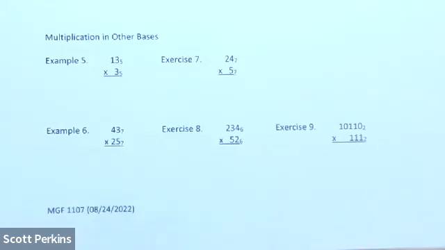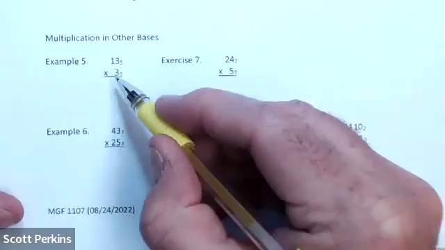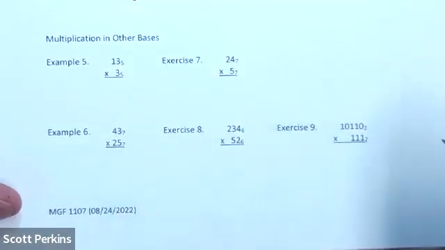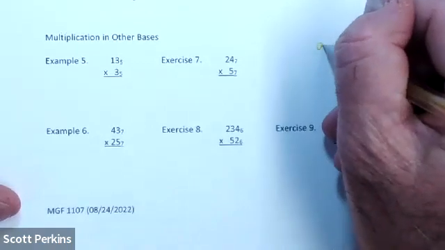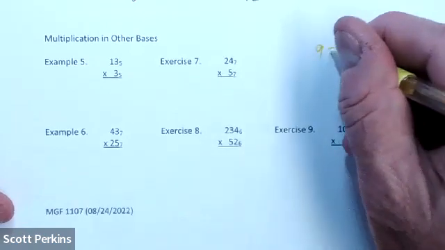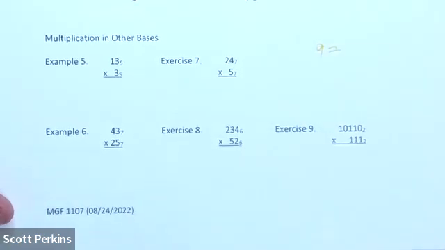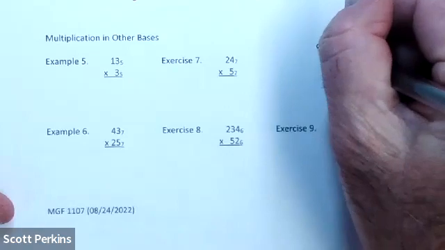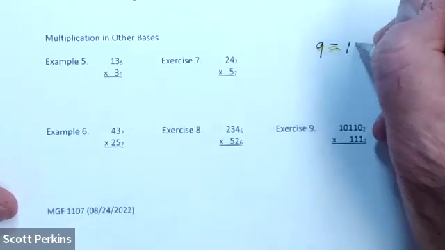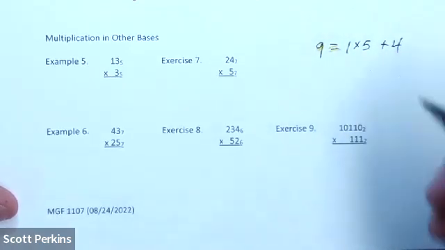So here we go. I'm going to do the first one. I've got 1 3 base 5 times 3 base 5. So here we go. 3 times 3. What do you get when you multiply 3 times 3? 9. So again, I'm going to come over to my scratch work. I've got 9. If I'm in base 5, how many full groups of 5 can I get out of that? 1 full group of 5, and then I have 4 left over.